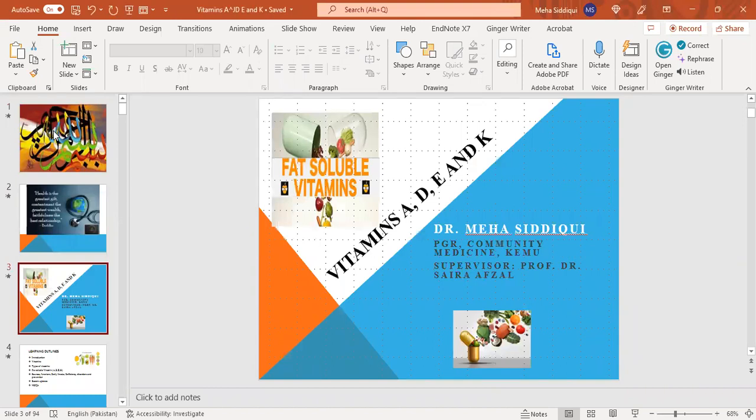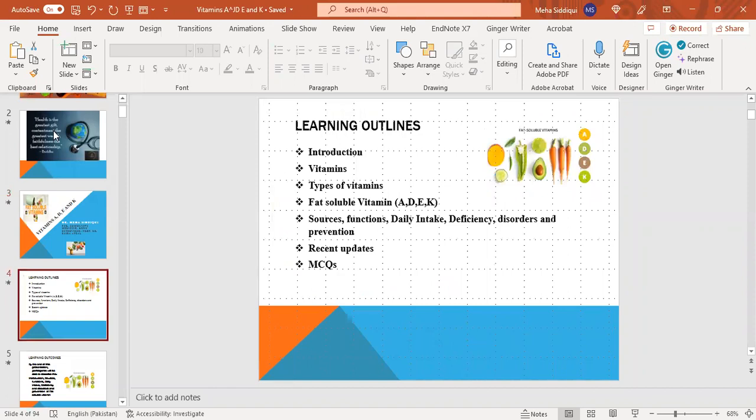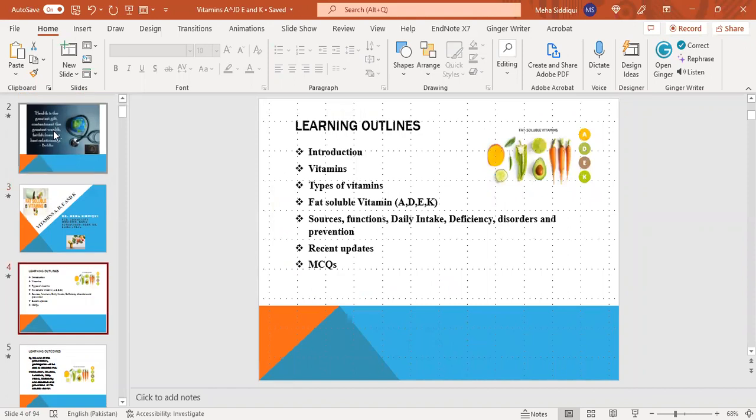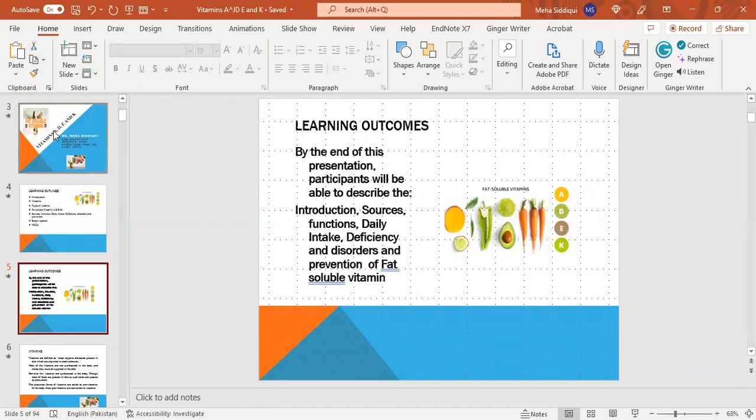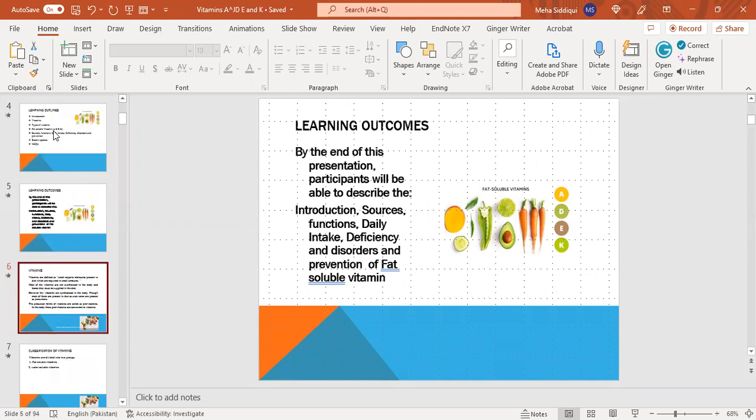Today, the topic of my presentation is fat soluble vitamins, and I'm presenting it under supervision of my professor, Dr. Sanal. Learning outlines. It includes introduction, what are vitamins, types of vitamins, fat-soluble vitamins that are A, D, E, and K, their sources, functions, daily intake, deficiency, disorders, and prevention, and recent updates and MCQs in the end. Learning outcomes. By the end of this presentation, participants will be able to describe the introduction, sources, functions, daily intake, deficiency, and disorders, and prevention of fat-soluble vitamins.